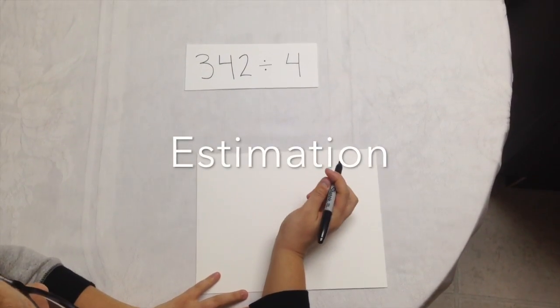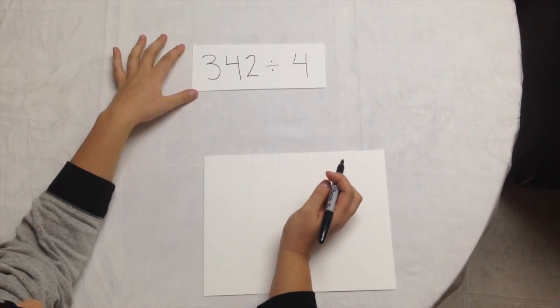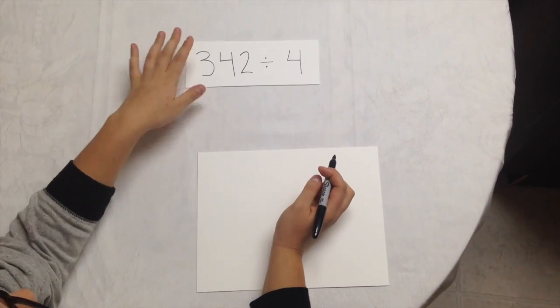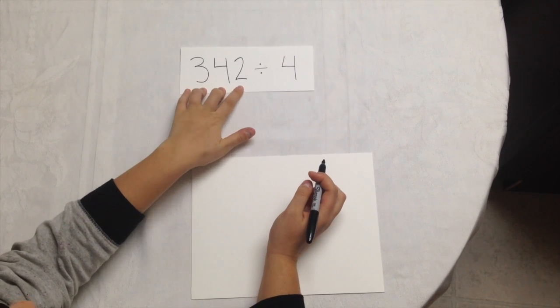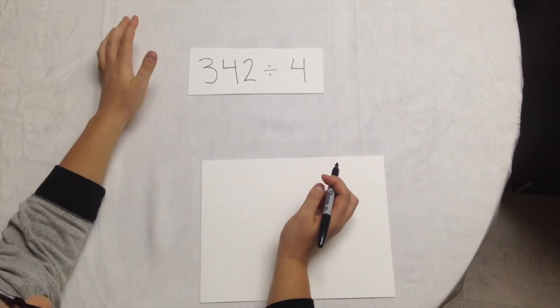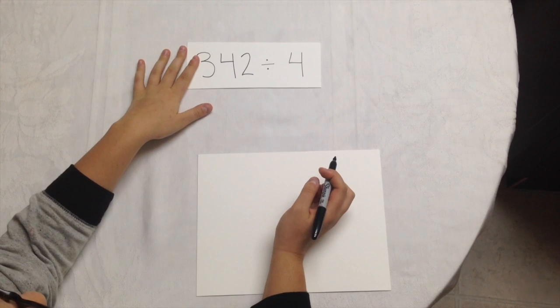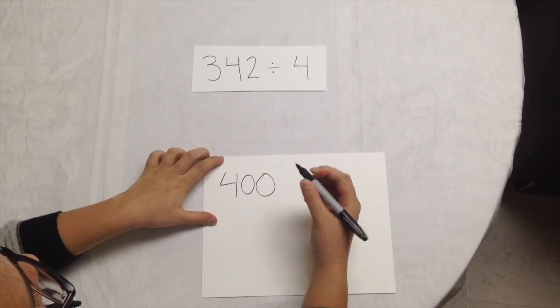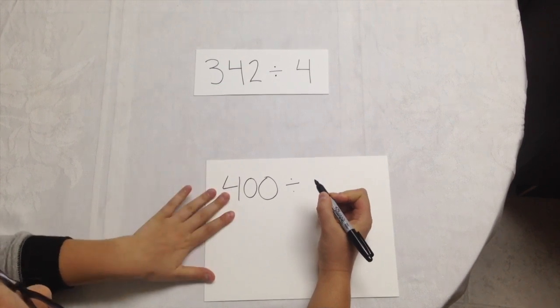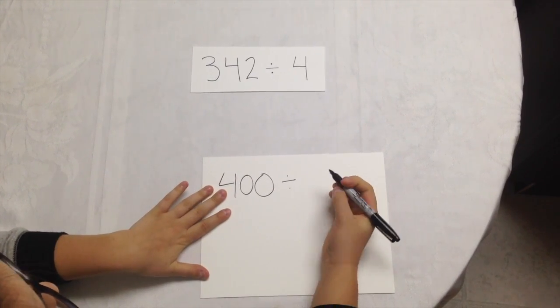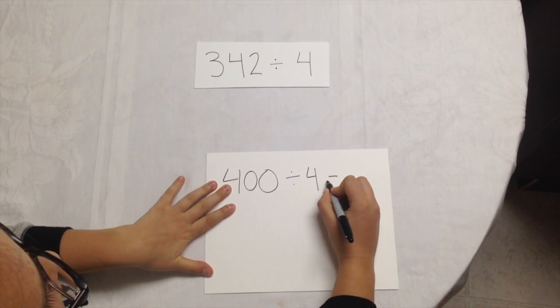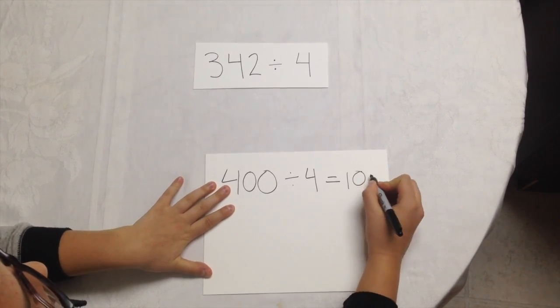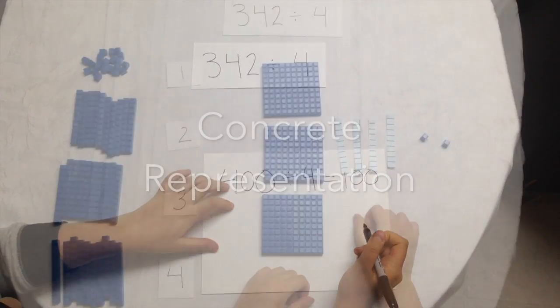So before we actually solve the problem, I'm going to start by doing an estimation. So our equation, 342 divided by 4, I'm going to estimate by rounding this number up. I'm just going to round it up to 400. I'm going to divide that number by 4 because I know that 400 is divisible by 4. So my estimation is going to be 100.